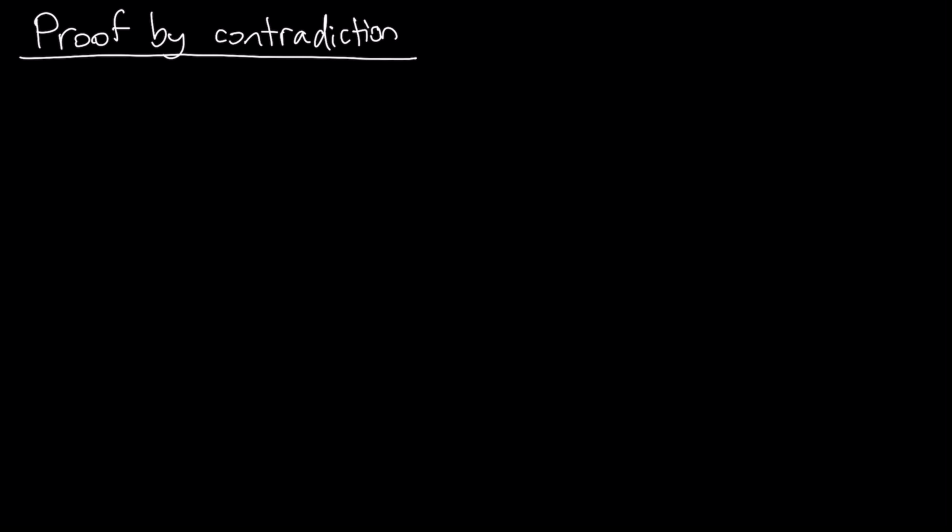In this video, as part of our series introducing proofs by worked examples, we're going to look at proof by contradiction. And the example we're going to use to learn about this is we're going to prove that the square root of 2 is irrational.